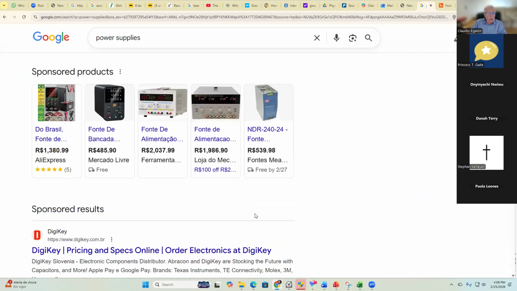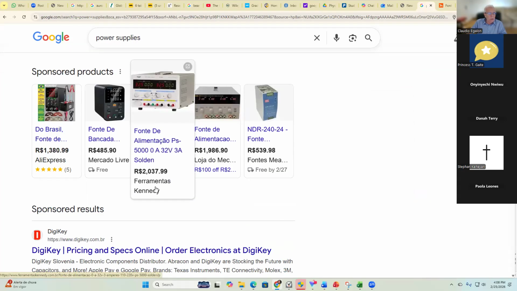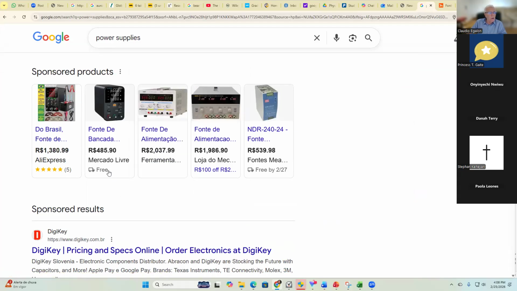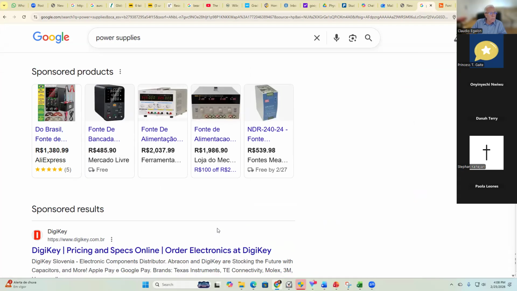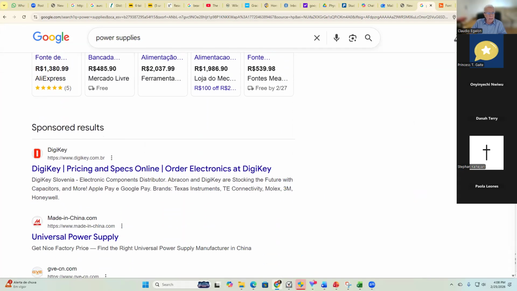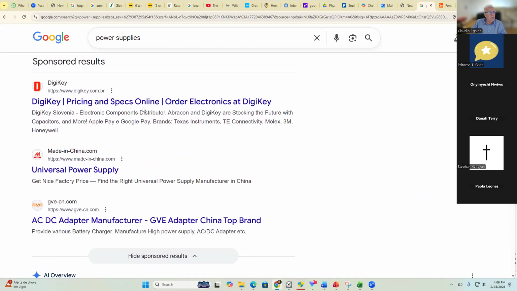Here you go. Another power supply. This one divided by 5, around $400. Okay. 32 volts. Do you see that? It goes to 32 volts. This other one is $100. Can go all the way up to 30 volts and so on. And DigiKey is one of the places that sell those things. Mouser too, okay?